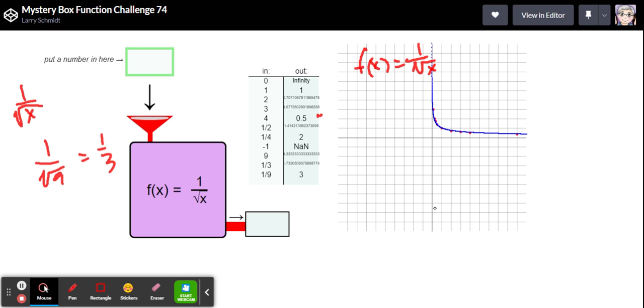Very interesting. Well, how did that go for you? I think that was super tough. Were you able to get in the right ballpark? Were you thinking 1 over x? Were you thinking square root? Let me know. Thanks, everybody.